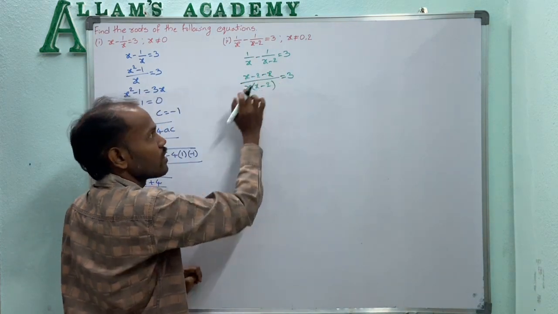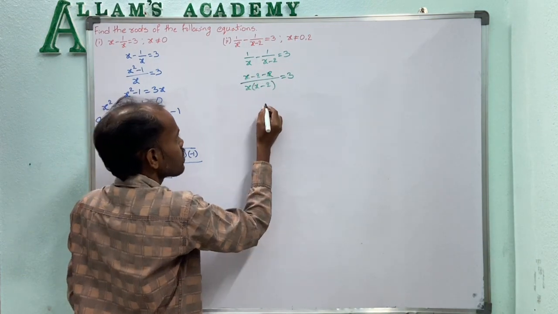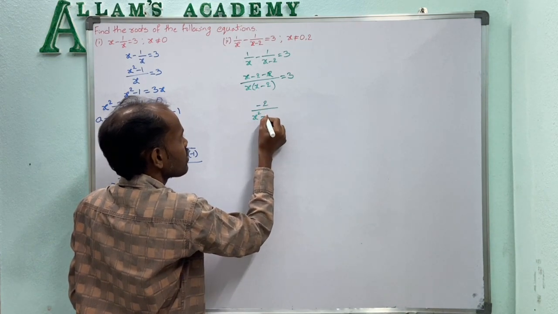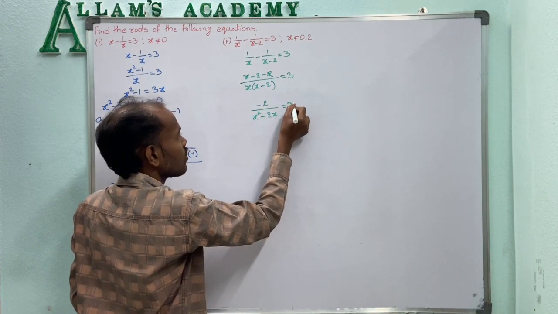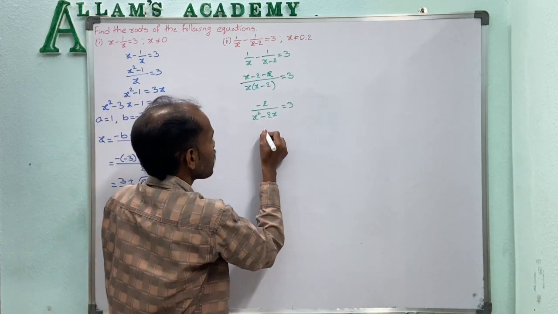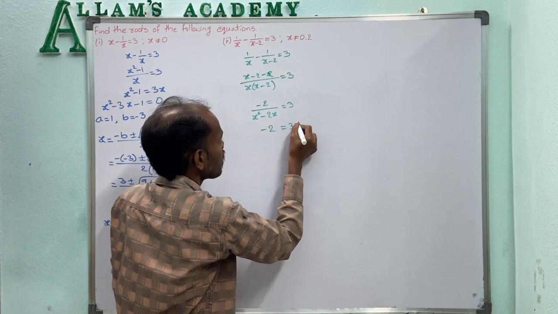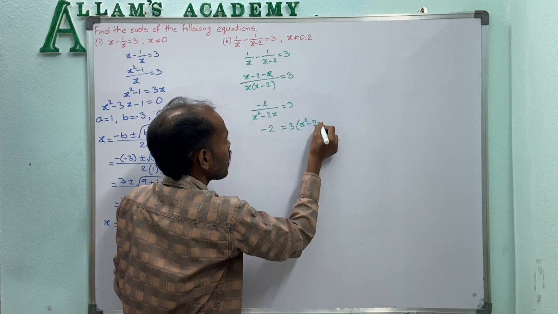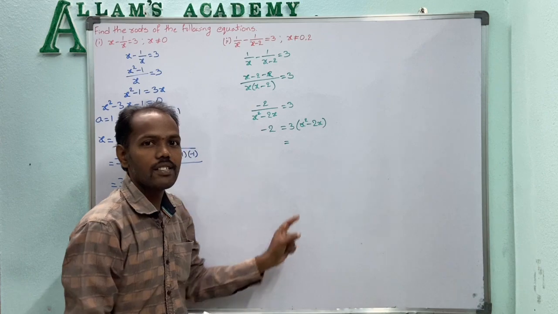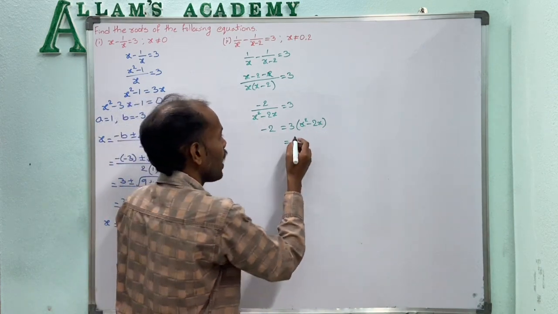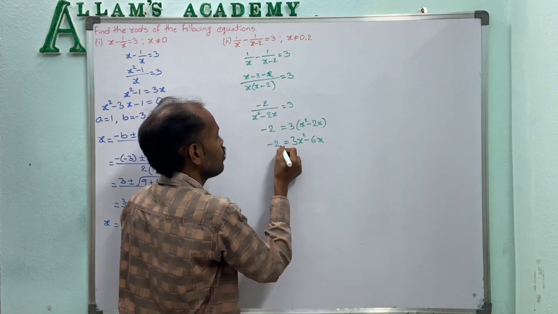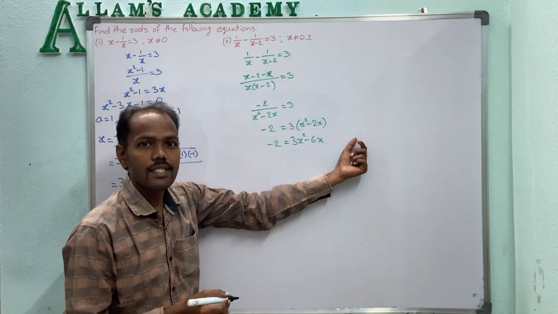Now x minus x in that numerator will be cancelled. That means minus 2 by x into x minus 2, that is x square minus 2x, equal to 3. Now the denominator x square minus 2x transfers to this side, that is the multiplication. So minus 2 is equal to 3 into x square minus 2x. Now 3 into x square minus 2x means 3 into x square is 3x square, 3 into minus 2x is minus 6x. So 3x square minus 6x equal to minus 2. Now this minus 2 transfers to the RHS, that is plus 2.